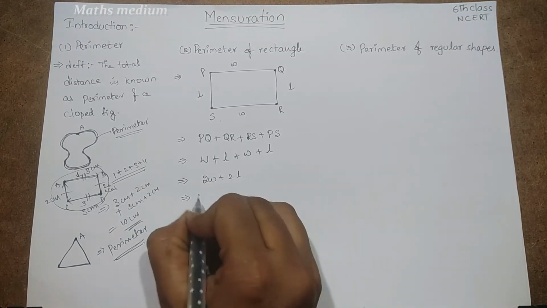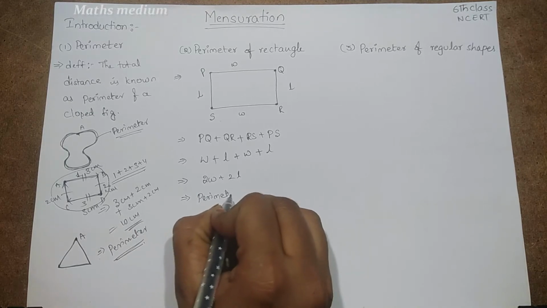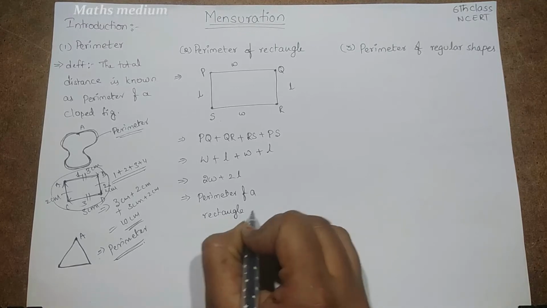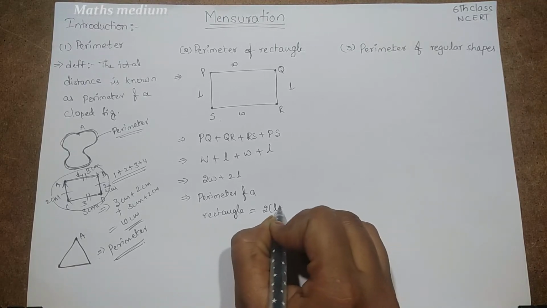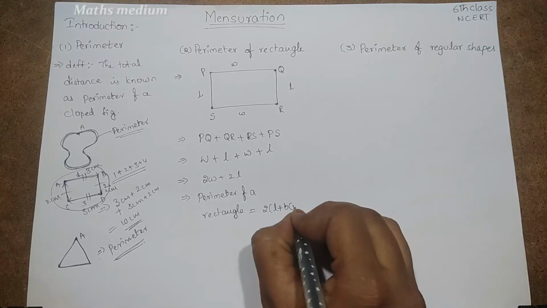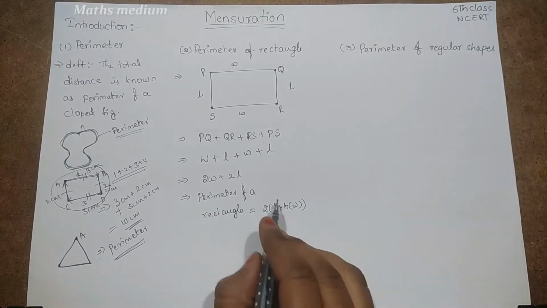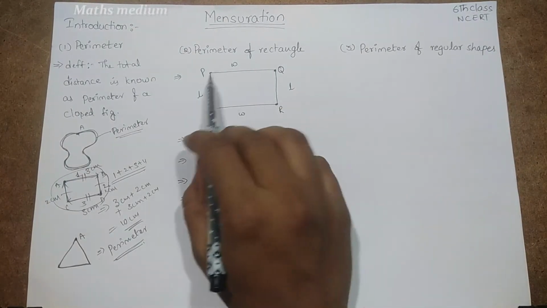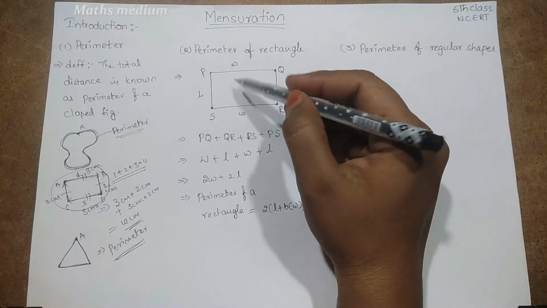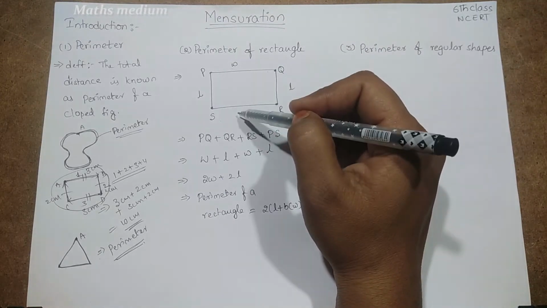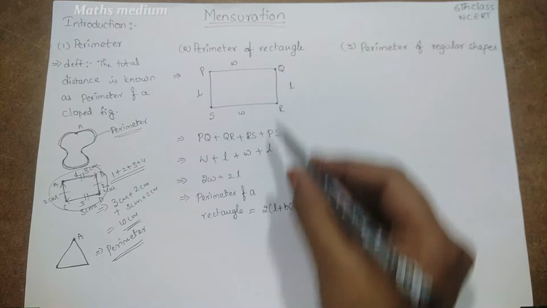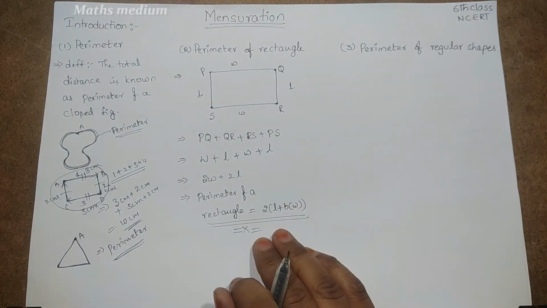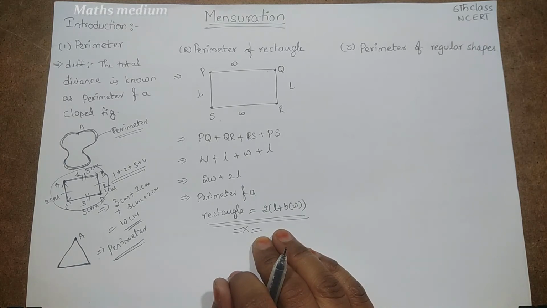So we can write it as: perimeter of a rectangle is equal to 2 into (length plus breadth or W also). See, this is the length of a side of the rectangle and this is the width. We know that in a rectangle opposite sides are equal in length. So similarly, by that we are getting this formula. By using this formula we can get any question's answer easily.